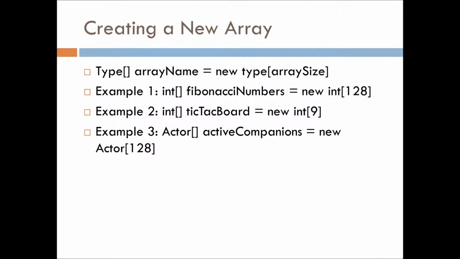So let's look at these examples real quick. Just a few random ones I came up with. Fibonacci numbers, we set that to a size of 128. That way you can store Fibonacci values. A tic-tac-toe board, I called tic-tac board, and we give it 9 spots because there's 3 rows of 3, making it 9 spaces in total. Then active companions, in case you wanted to make some special companion functionality. That's how you would specify an array of companions.